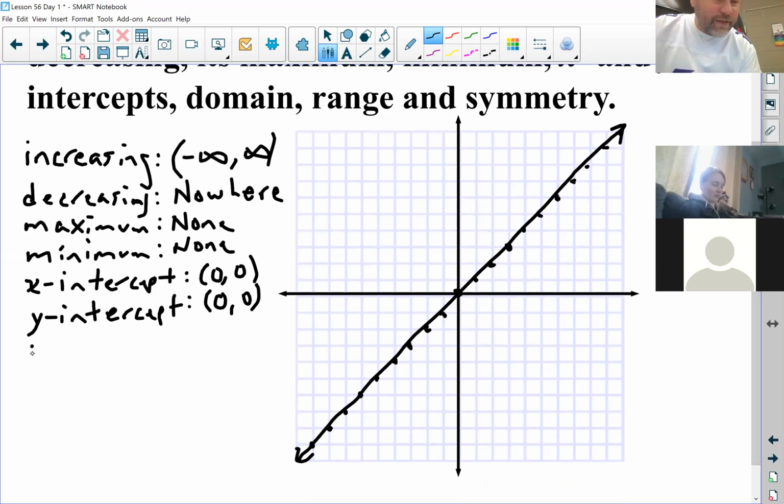All right, domain. What values could I plug in and get a real number answer?